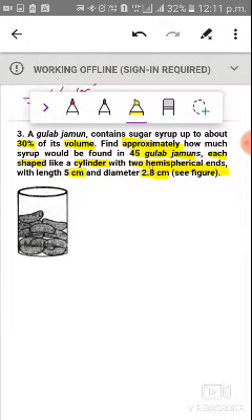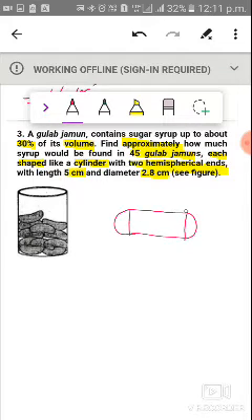Okay, so let us draw the figure first. So our gulab jamun is shaped as a cylindrical. So let us say this is the cylindrical and its ends are hemispherical ends. So this is the hemispherical end and this is also the hemispherical end. Okay, right? So this is our gulab jamun. Okay, so this is the diameter and this is the diameter.